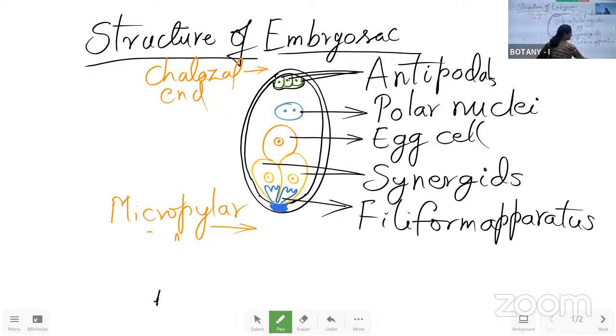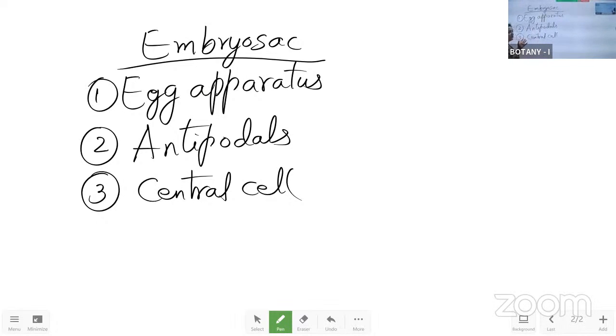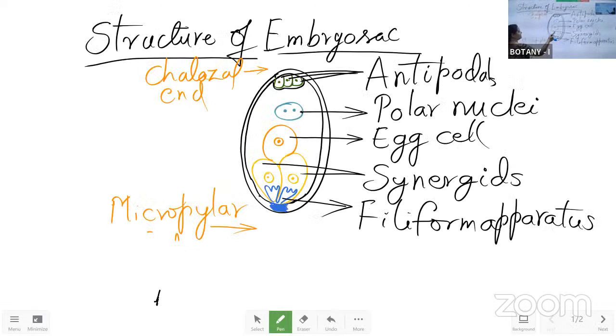After that, now comes the last part in the embryo sac structure, that is the central cell. What is meant by central cell? Central cell is the one which is having the polar nuclei in it. The central cell is the biggest cell present in the embryo sac, in the center of the embryo sac, and it is having two polar nuclei in it. When the embryo sac is very young, that is the immature embryo sac, it is having two polar nuclei in it.